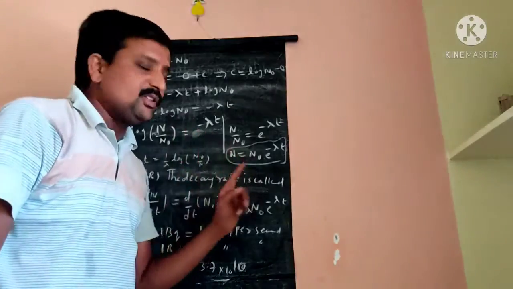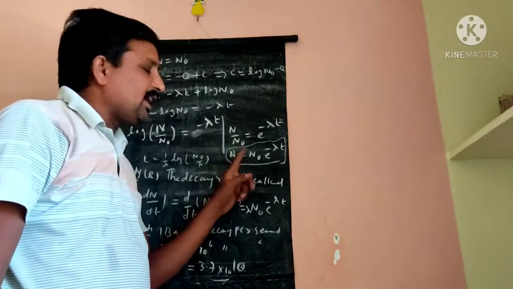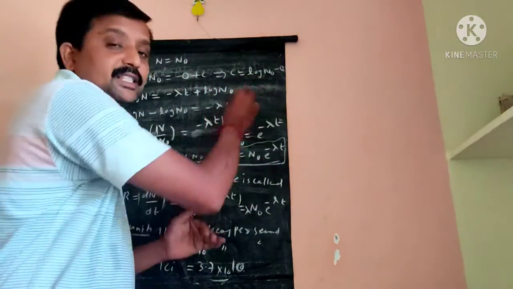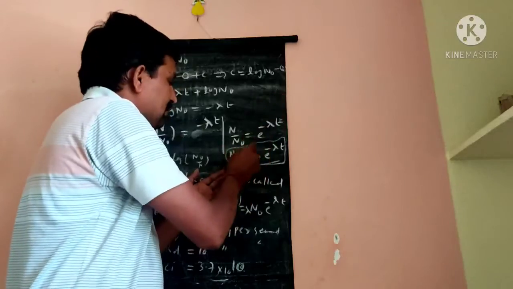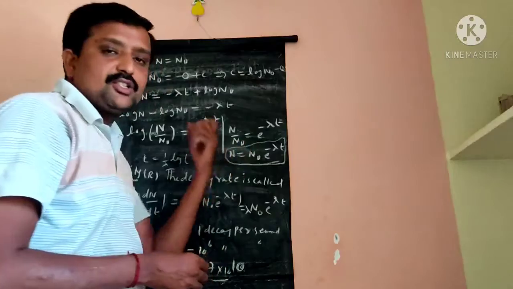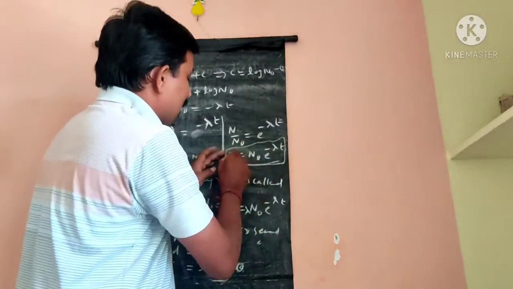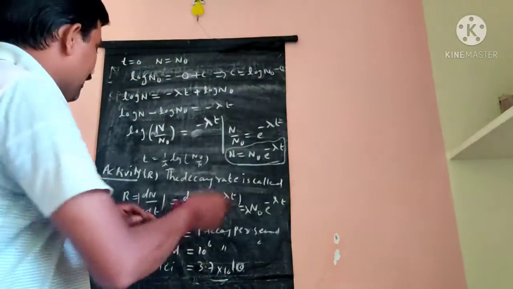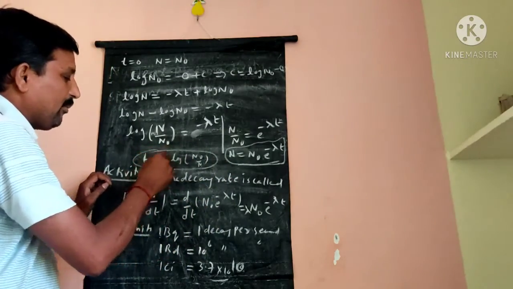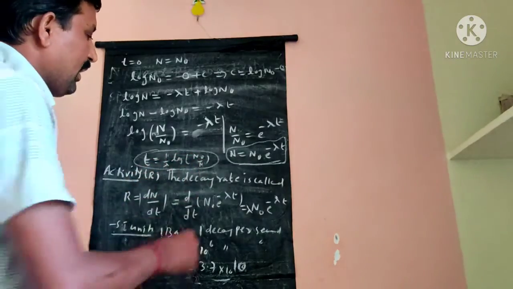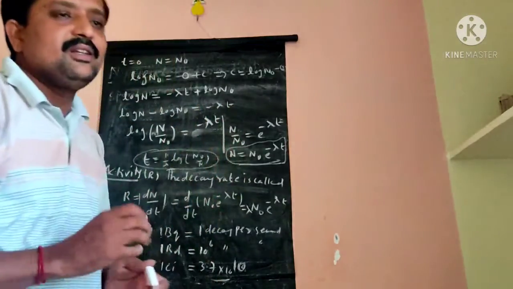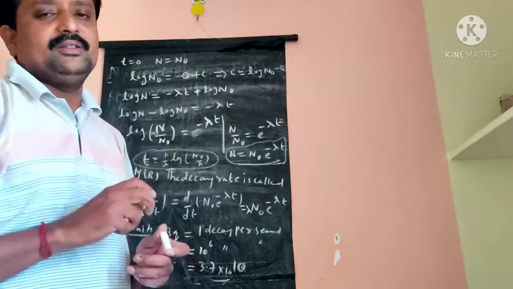According to this equation, the radioactivity decay decreases exponentially with increasing time. This equation is also known as the exponential equation. From this equation we can write the time t equals 1 by lambda log N naught by N. So N is equal to N naught e power minus lambda t represents the law of radioactivity decay.